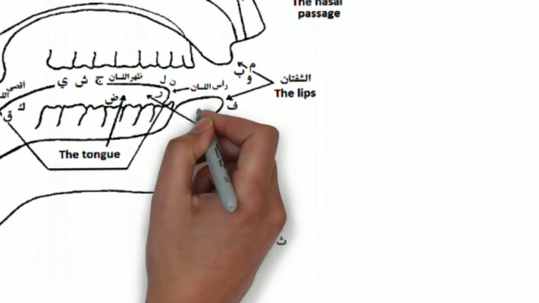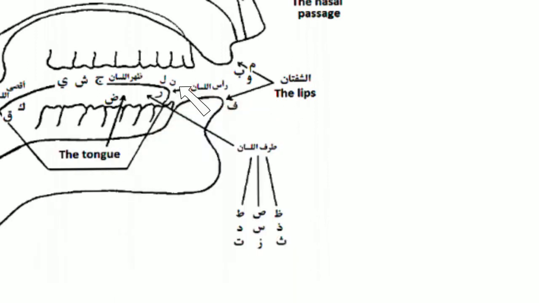Now we go to the rest of the edge letters. So we have lam, which also comes from the edges. Il, il. When you say il, like the L letter in English, feel that the sides of your tongue are moving up. They're touching the roof of the mouth. They're the ones that are doing the job. For some people, it's both. For some people, it's only one side.